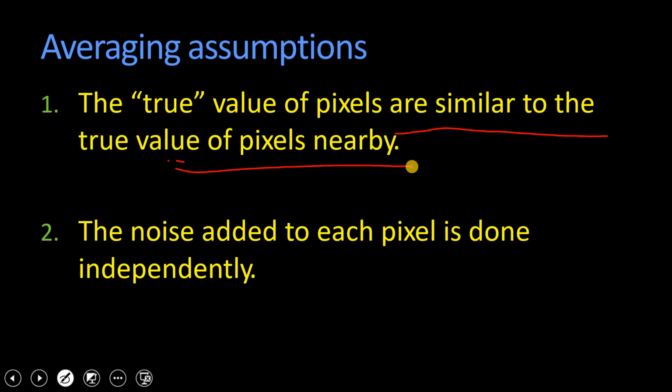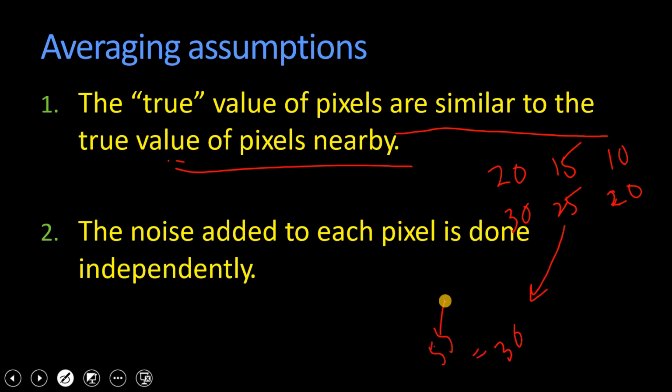And the second thing is that the noise that is added to each pixel is added independently. Noise is added separately to each pixel. So let's say you have values 20, 15, 10, 30, 25 and 20. Now all these values are almost in the same range and noise is added to the pixels. So in the 25 we add a noise of 30, so it becomes 55. So noise is added to each pixel separately. So this 55 comes over here.